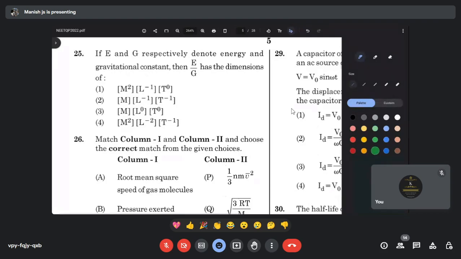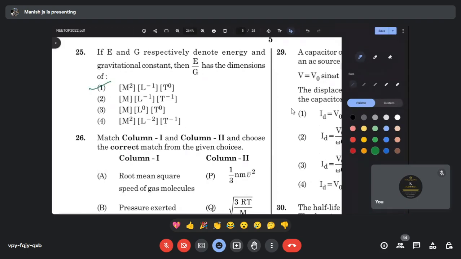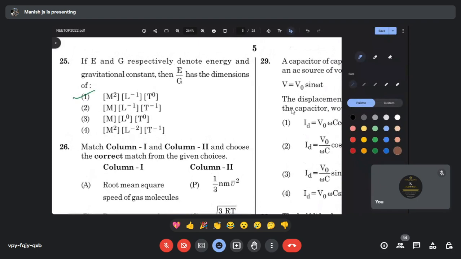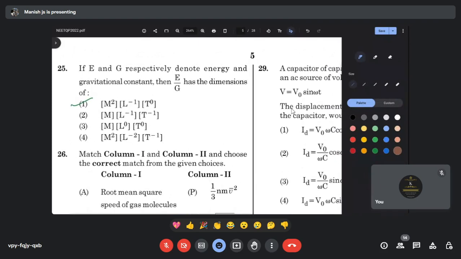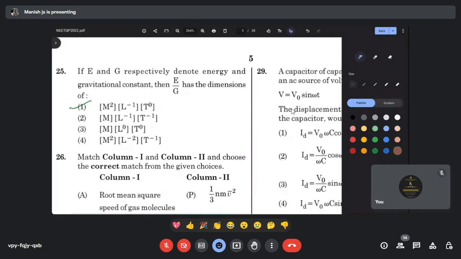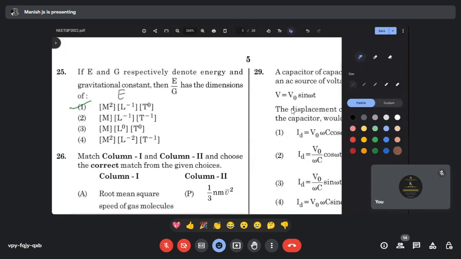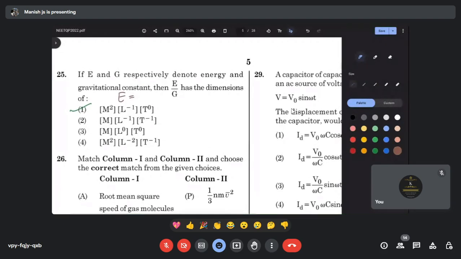Option 1, sir. Option 1. Okay. M square L power minus 2 T power 0. That's correct. The option is correct. So what did you do to solve this? What you said is right. Energy is equal to Newton meter. Gravitational constant unit is Newton meter square per kg square. Newton cancels.